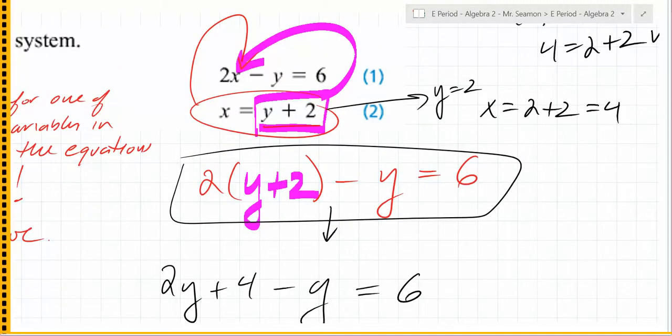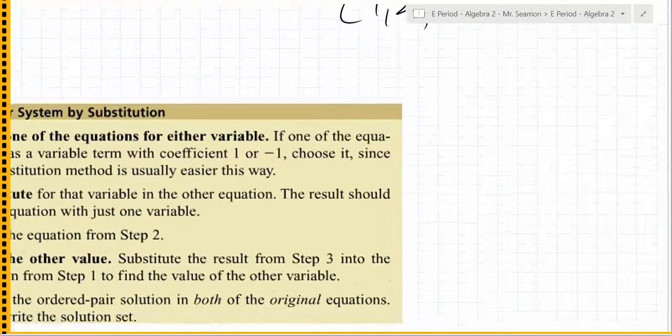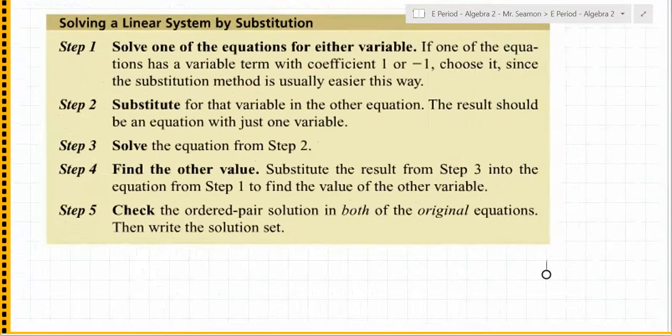So you didn't have to do it. It was already solved for you. So after you solve one of the equations for either variable, you then substitute, solve, find the other value, and then check. Check, check, check, check, check.